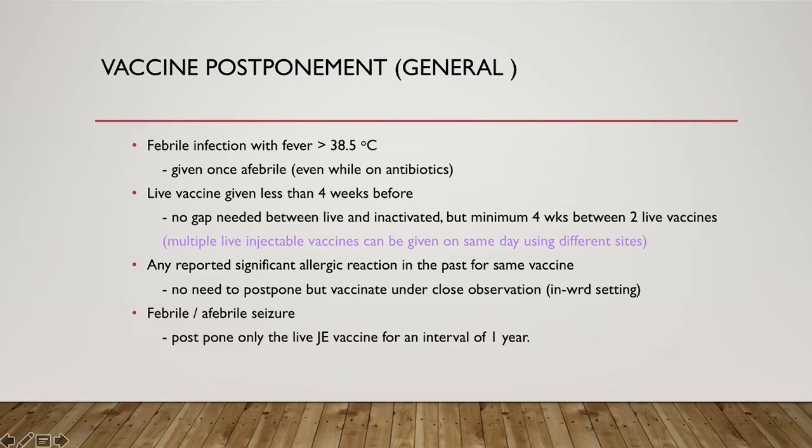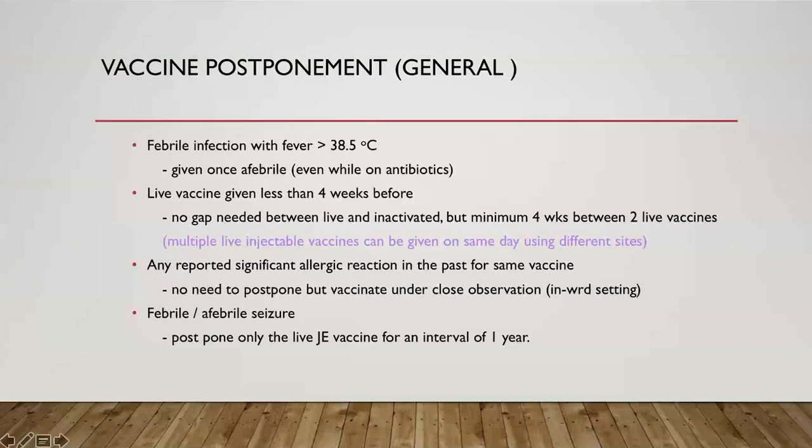If there's any reported significant allergic reaction in the past, it's not anaphylaxis, but a significant allergic reaction, you don't still need to postpone, but vaccination should be done under close observation or in an inward setting. If you do not have an inward setting, you can postpone the vaccine until an inward setting is available.